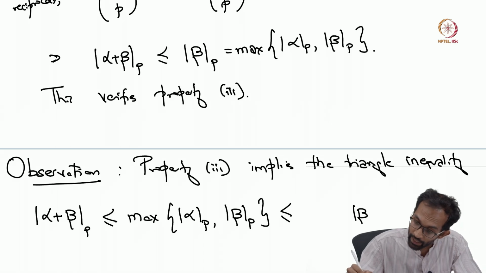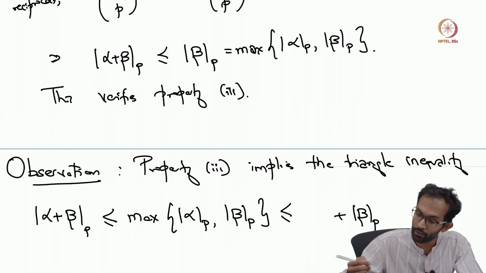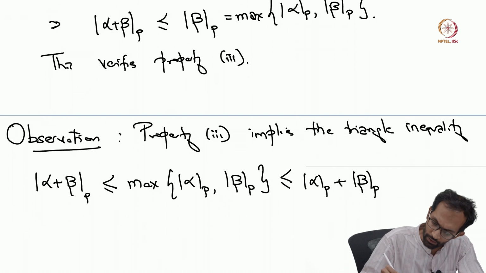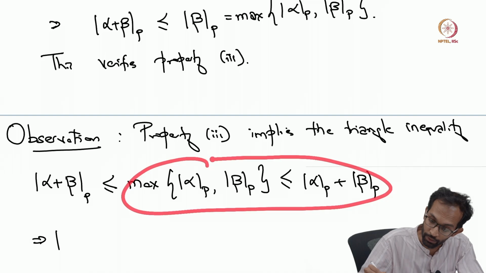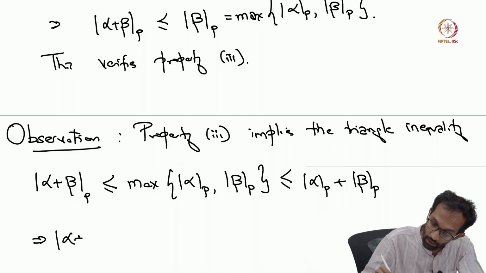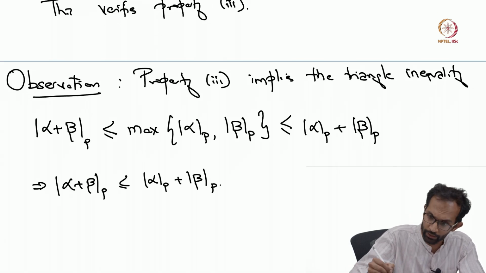Let's say it's the p-adic absolute value of beta. Now you can always add any positive number to it and that will still be an upper bound. So let's just add the p-adic absolute value of alpha to it. So the p-adic absolute value of alpha plus the p-adic absolute value of beta is always larger than or equal to the maximum of the p-adic absolute value of alpha and the p-adic absolute value of beta. So that's enough to deduce this triangle inequality. Okay, so this is the triangle inequality.